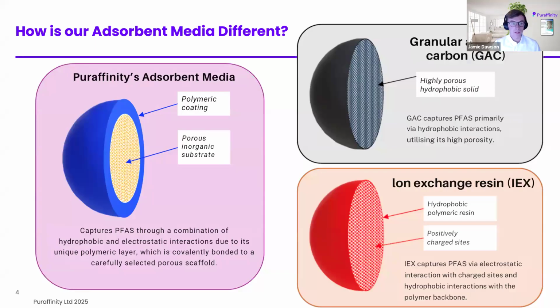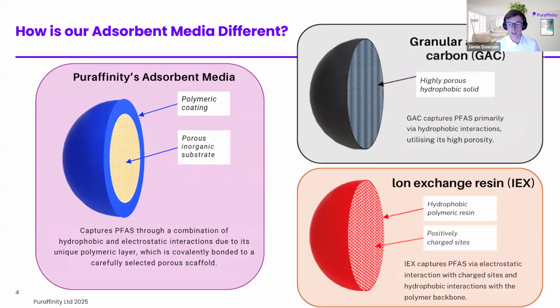So how does the media compare to the more commonly deployed adsorbents of activated carbon and resin? GAC, of course, is typically a coal, coconut, or wood-based media, with a porous structure and hydrophobic interactions creating the PFAS capture, typically operated at 20 to 30 minutes empty bed contact time. That's because it's a more generalist product. It's very good at capturing a lot of things. But when you want something more specific, focused on PFAS, that's when people start looking for more targeted medias.